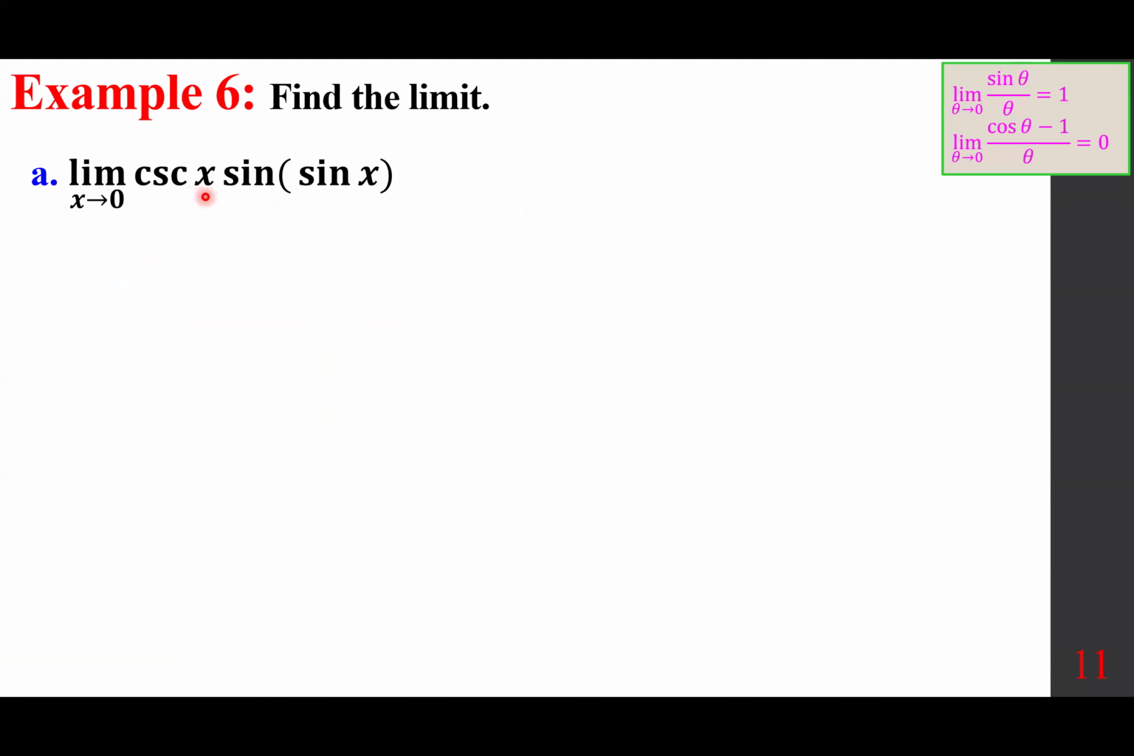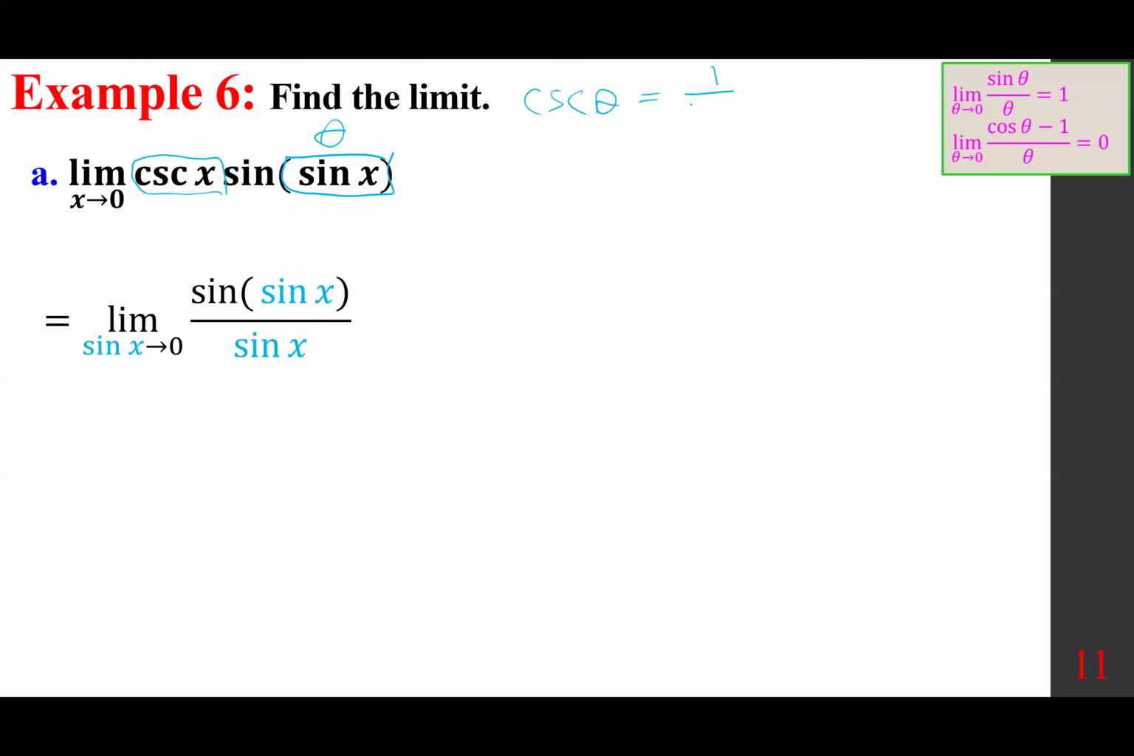The limit of cosecant x sine of sine x as x approaches 0. Notice, think about this as the argument of sine theta. Think about it in that manner. Think about this like theta because it's the argument of sine. So we're going to take the cosecant down and change it into sine because, as you know, cosecant theta is 1 over sine theta.